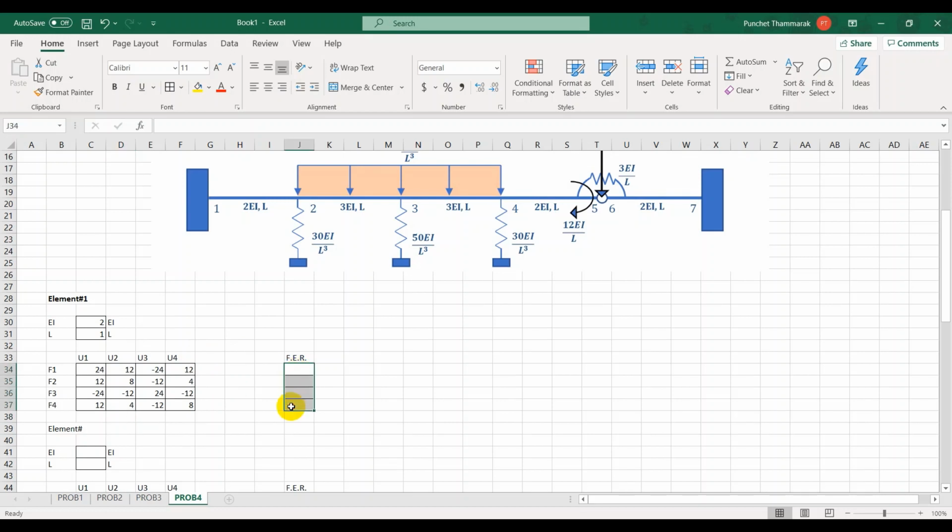For a fixed end reaction, we don't have anything in here, so that makes 0. I'll just give, okay, make it smaller. Too small.